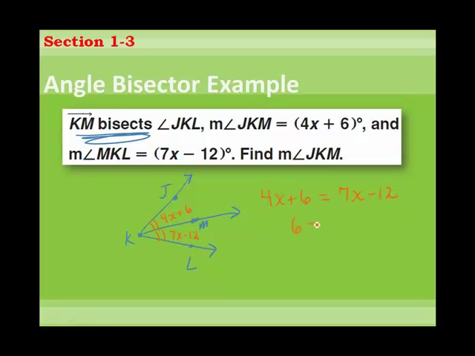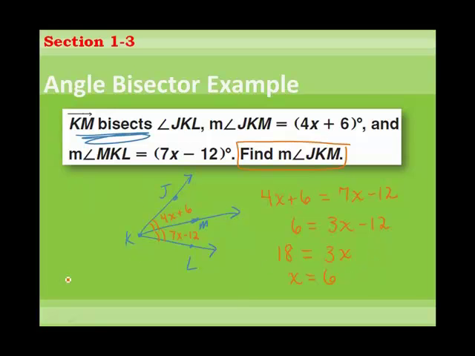Subtract 4x from both sides and we get 6 equals 3x minus 12. Add 12 to both sides and we get 18 equals 3x. And divide both sides by 3 and we get x is equal to 6. Now we have to make sure that we answer the question. It said find the measure of angle JKM. So JKM is represented by 4x plus 6.